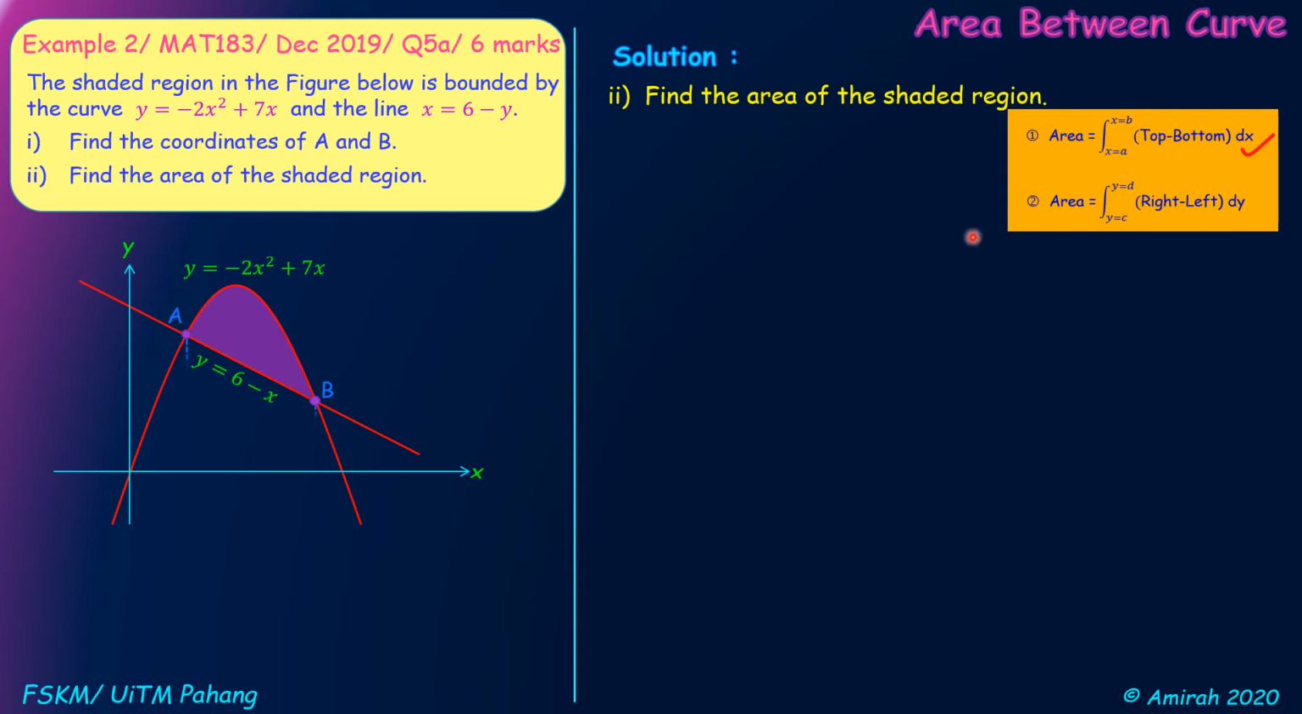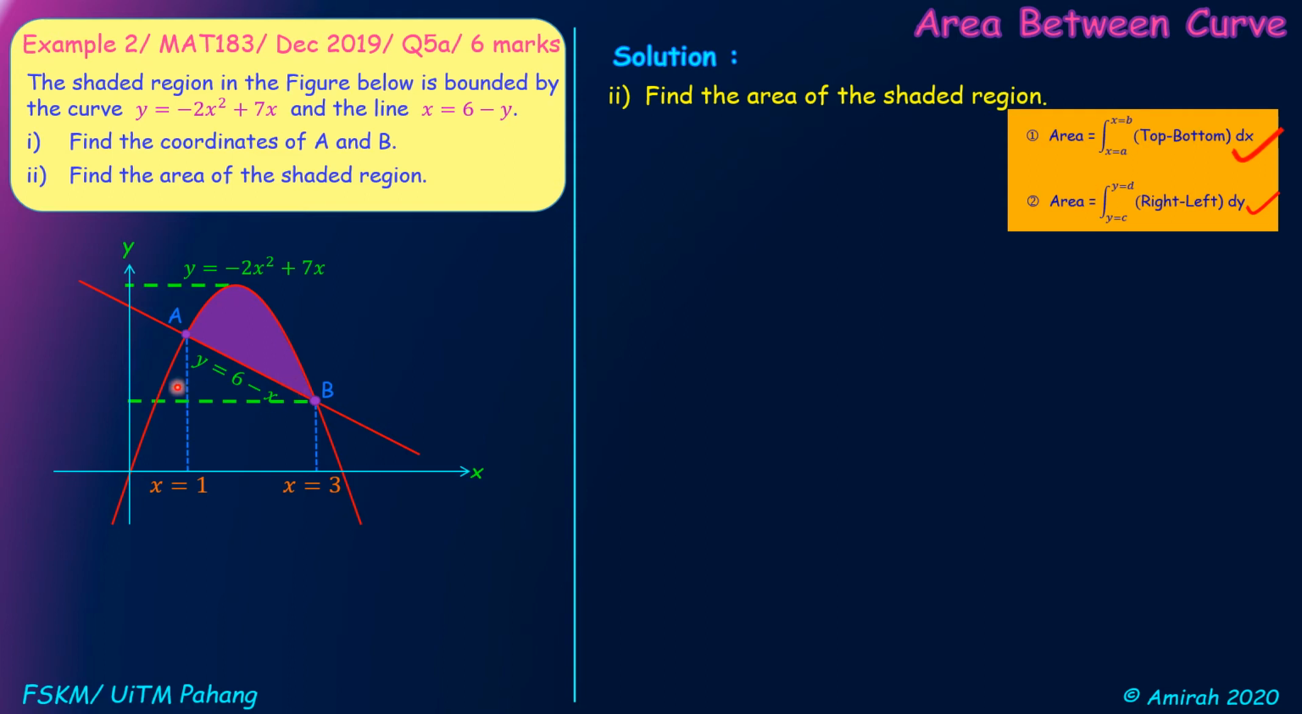First, let me check the first formula. From here, we can find the area using the first formula, since the lower limit and upper limit on the x-axis are the intersection points. So we can use the first formula. Let's say we check the second formula.